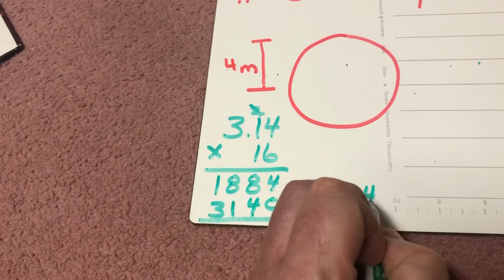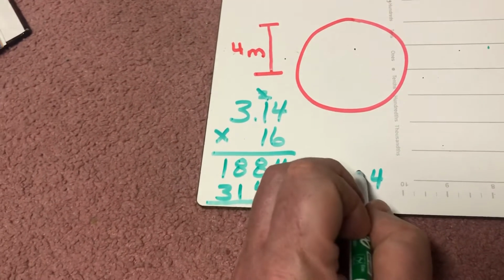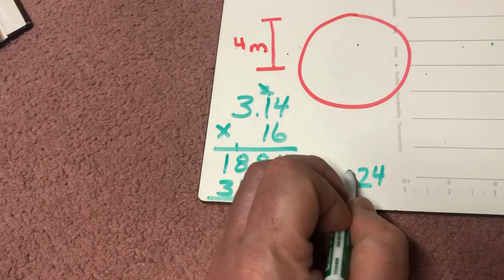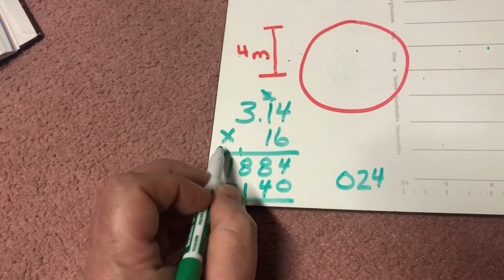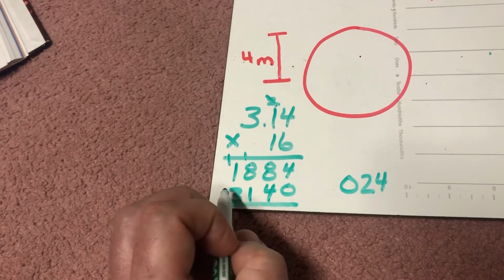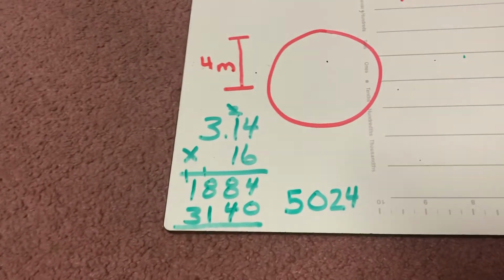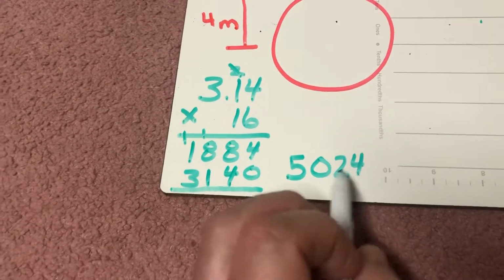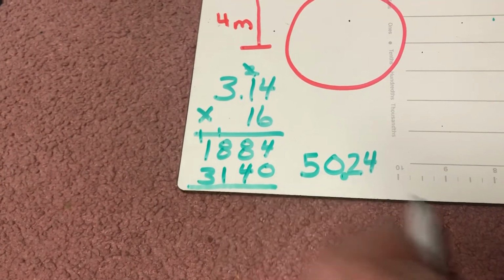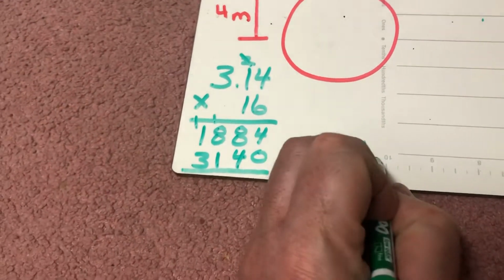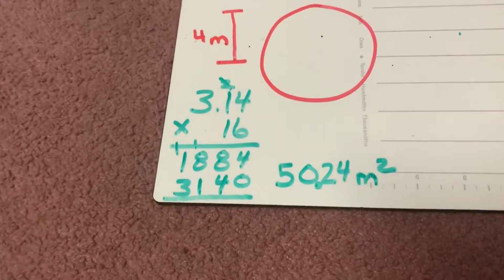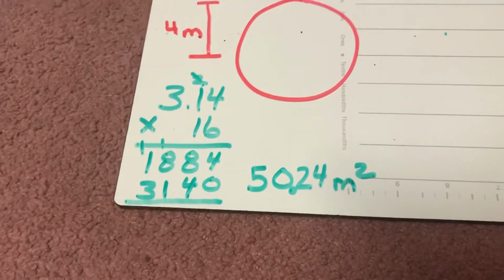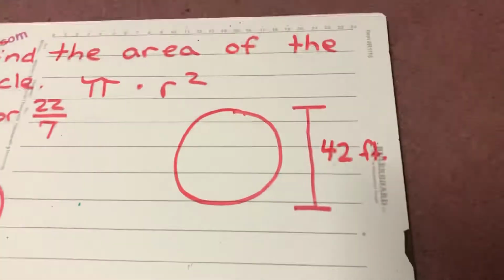4 plus 0 is 4. 8 plus 4 is 12. Put the 2 down, carry the 1. 1 plus 8 is 9, plus 1 is 10. Put the 0 down, carry the 1. 1 plus 1 is 2, plus 3 is 5. 50.24. There are 2 numbers after the decimal in the problem, so I'm going to put 2 numbers after the decimal in my answer. 50.24 meters squared. And that's pretty much how that works, okay? Because we always square area. Now we look at this next one.